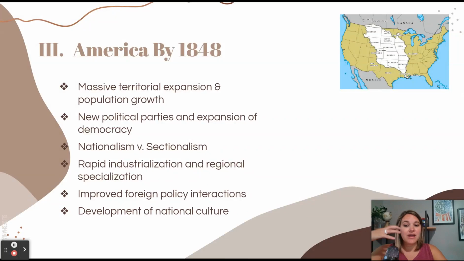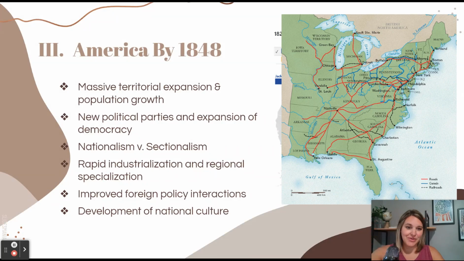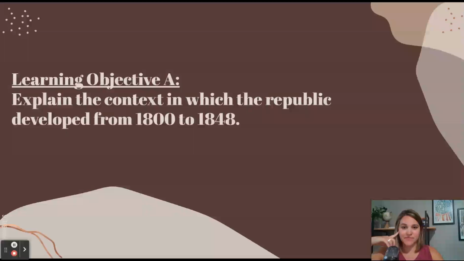And then, finally, this overall development of a national culture. Ideas like the Second Great Awakening and reform movements, how do those demonstrate American values? There's a graph about new political parties and showing some of the transportation changes that are happening. And that idea of patriotism and nationalism that spread throughout the 1800s.